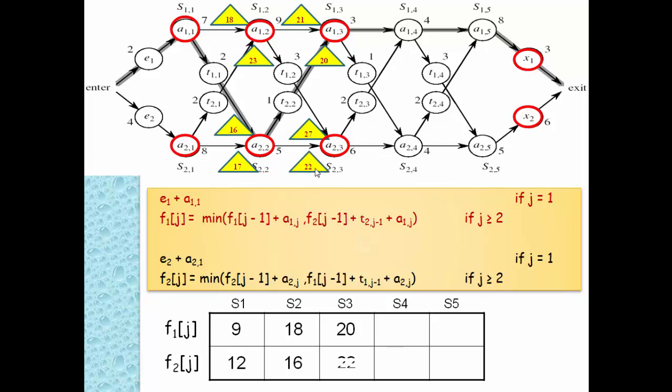22. So we have to store 22 in our matrix. In the same way, for station number 4 of assembly line 1, we have 2 paths, one from the same line, line number 1, and another path from line number 2.